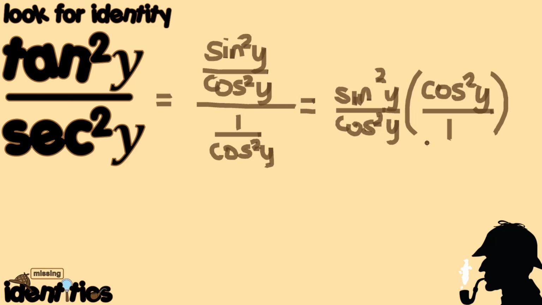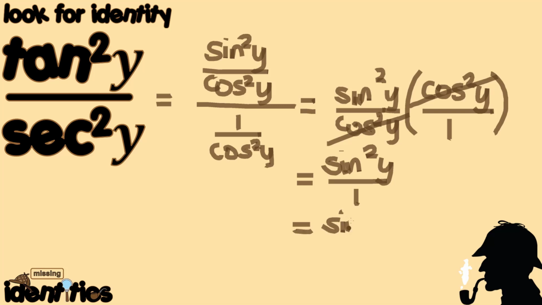But before we can do that, we can actually see here the presence of cosine squared y in the denominator as well as the numerator. So we can simply use the cancellation law for multiplication, leaving us with this result: sine squared y over 1, or simply equal to sine squared y.